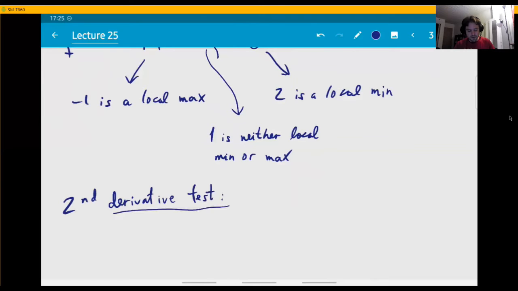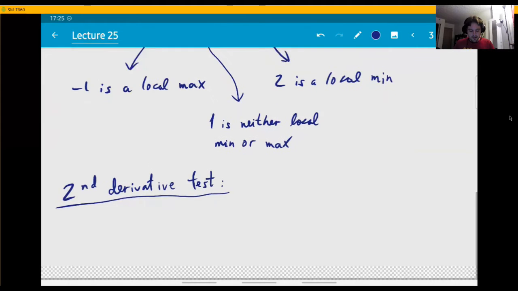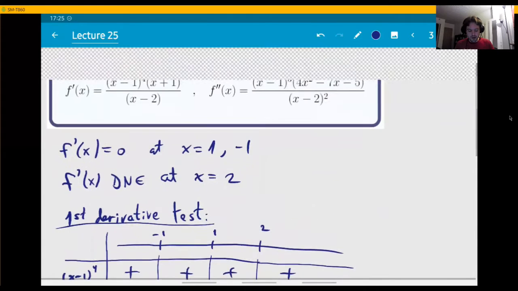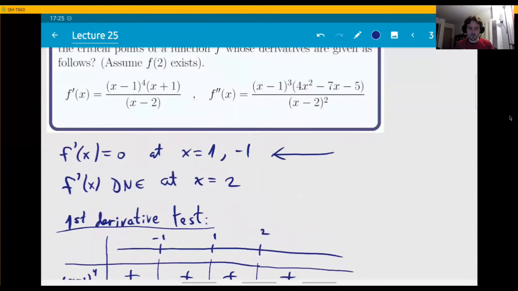Remember, the second is usually not as powerful as the first. This one is not going to allow us to reach as many conclusions as the first one. But whatever we can, it should at least be the same conclusions as the first one. So first of all, the second derivative test can only be applied at these 2 points, 1 and -1, not at the point 2, because the point 2 did not have this property, f prime of x equals 0.